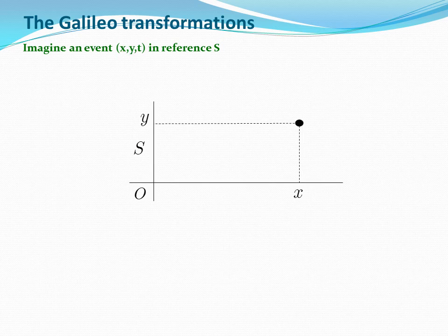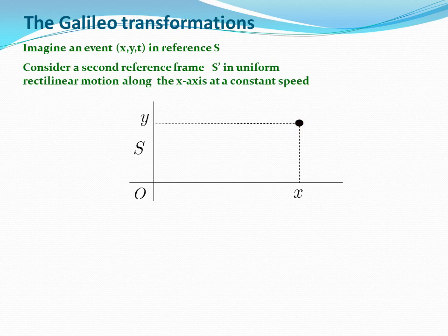Let's briefly recap what the purpose of the Galilean transformations is. Imagine an event which happens at coordinate position x, y and time coordinate t in reference frame S, and consider a second reference frame S' in uniform rectilinear motion along the x-axis at a constant speed.